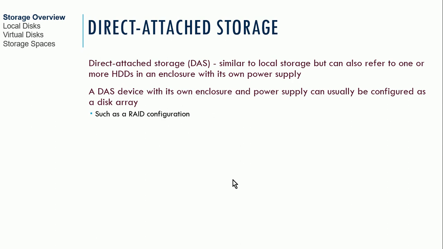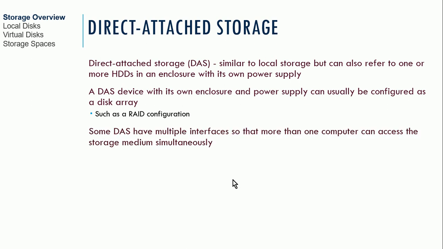A lot of times these direct attached storage devices are where you'll find RAID configurations. So typically when you have an array of disks in some kind of RAID array, we're talking about these direct attached storage devices. Some direct attached storage devices have multiple interfaces, so more than one computer can access a storage medium simultaneously. For example, with clustered Windows 2012, you can use one direct attached storage to cluster several machines with one disk, say with a Microsoft SQL Server cluster or something like that. But again, there are more technologies out there that might be more appropriate for doing something like that, which we're going to talk about here.